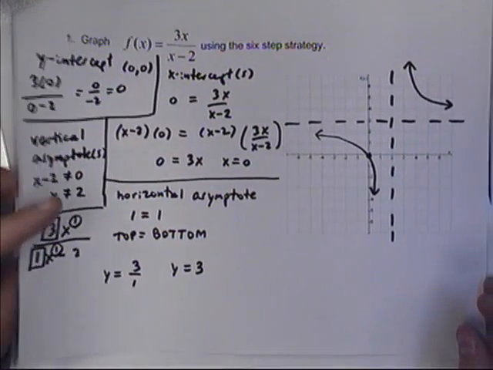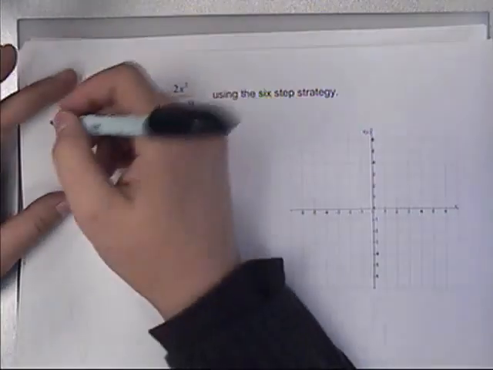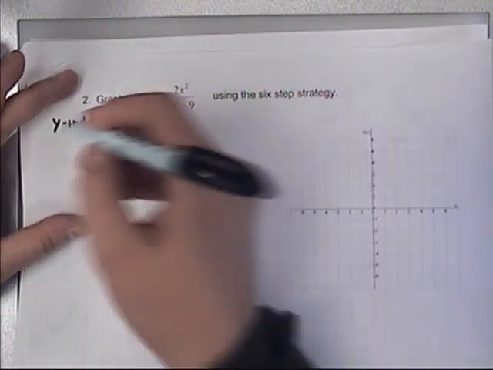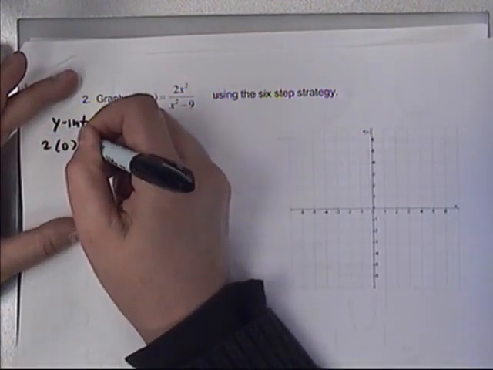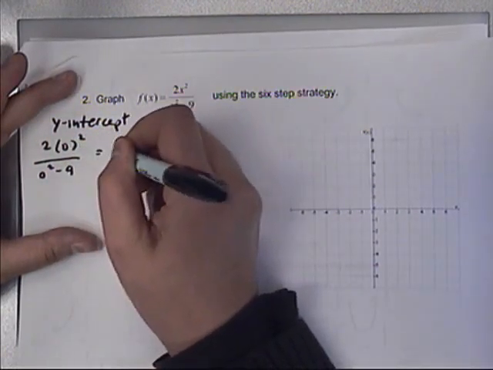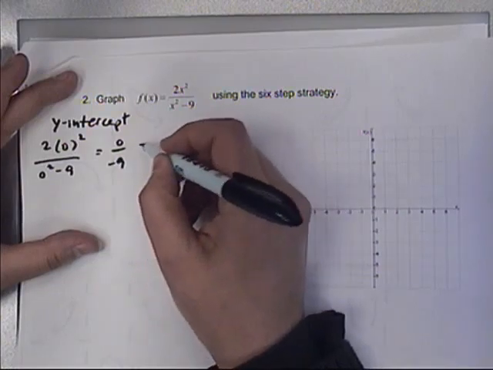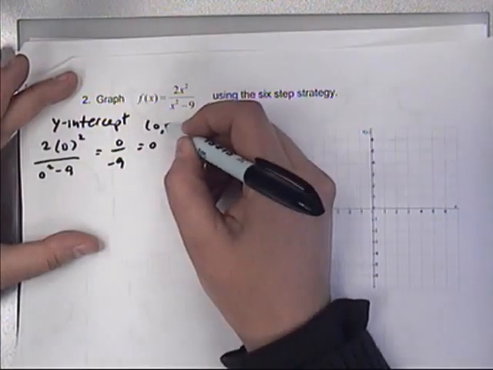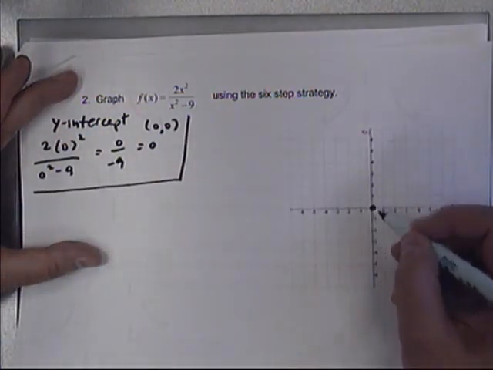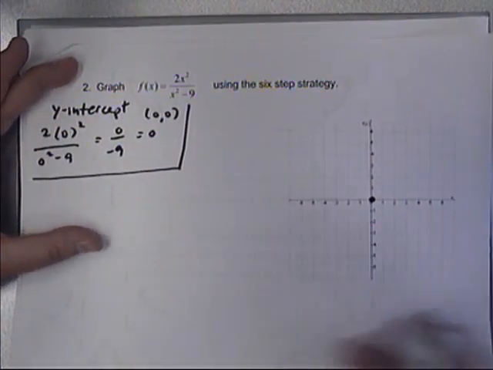Number 2. Again, we start with the same process. First, we're going to find the y-intercept. You start by putting a 0 value in every place for x. So again, we're taking 0 on the top, dividing by -9, which gives you 0. So again, like example 1, we have a y-intercept at the origin.